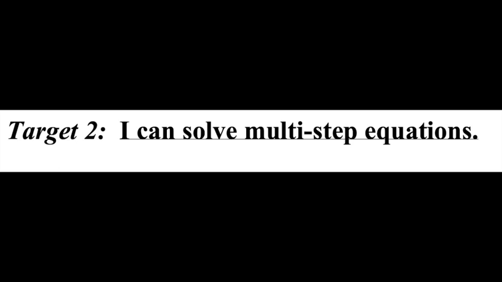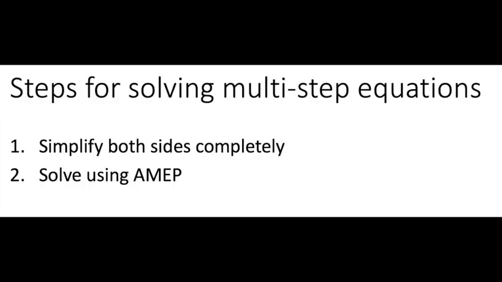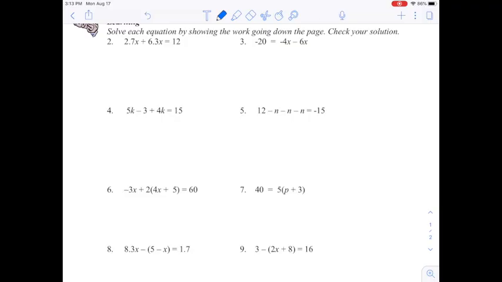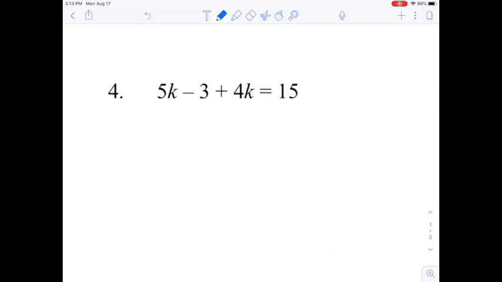until lesson 3, where we'll continue to look at multi-step equations, now with more than 2 steps per problem. In lesson 2, we learned about solving using a map. In lesson 3, the only difference is that we're going to learn that you have to simplify both sides completely before you can do that. We're going to take a look at an old note packet that I used to give out. We're going to start with number 4.